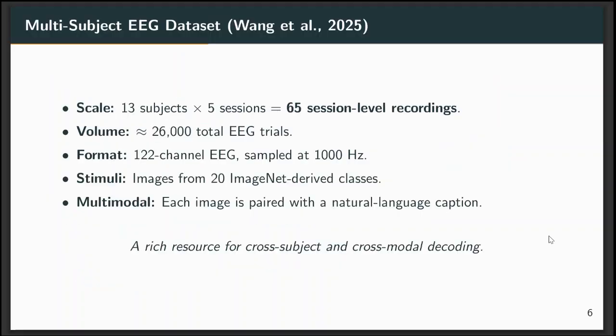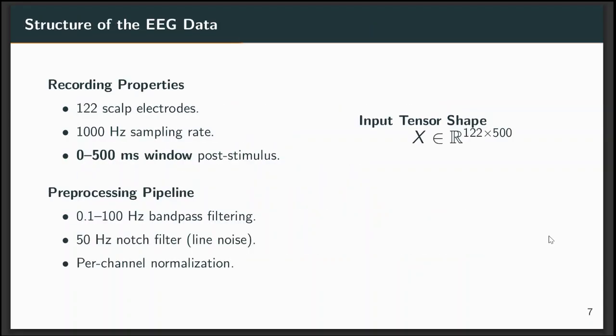Let's look at the data. We use the Wong et al. 2025 dataset containing data from 13 subjects across 5 sessions each. This multi-subject nature introduces significant variance that our model must handle. The input is a time series matrix of 122 channels by 500 time points, pre-processed with standard filtering.